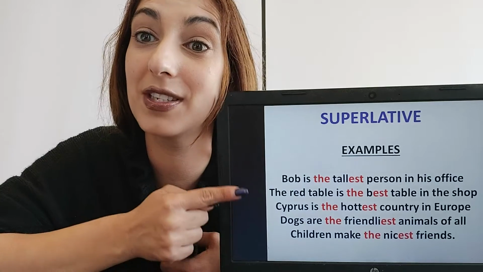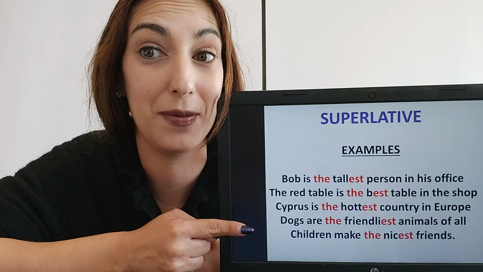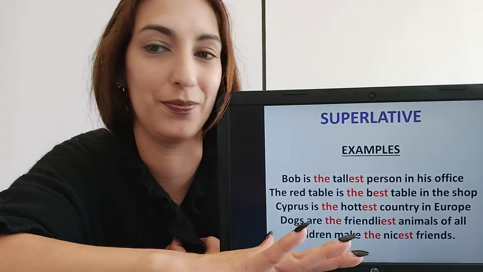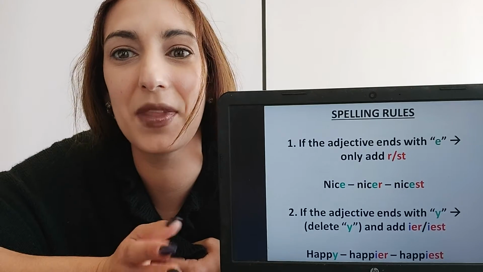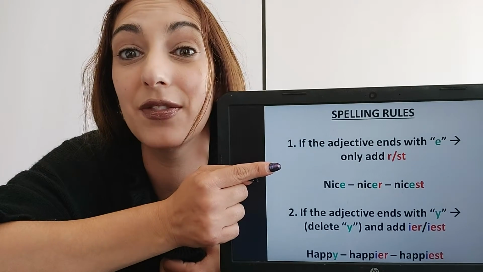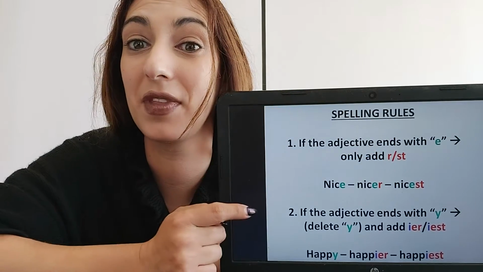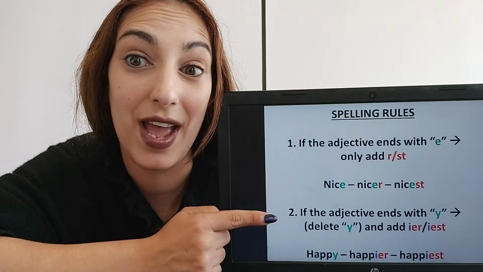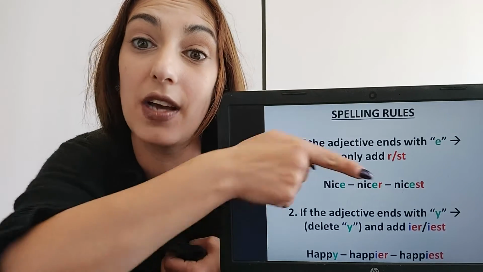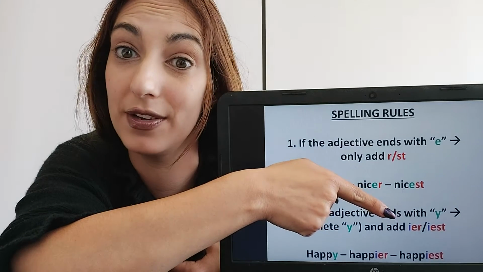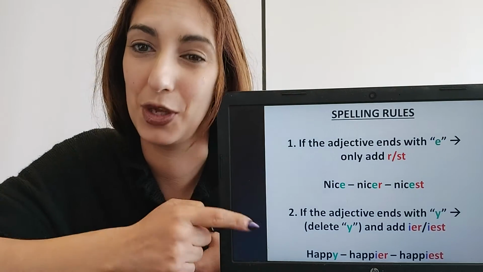Now have a look at the other examples as well. Pause the video if you need to and read the examples carefully. Let's continue. Now let's look at some spelling rules for ER and EST. Now rule number 1, if your adjective already ends in E, just add R and ST. If the adjective ends in Y, you have to delete the Y and add IER if it's comparative, or IEST if it's superlative. You can see the example below.